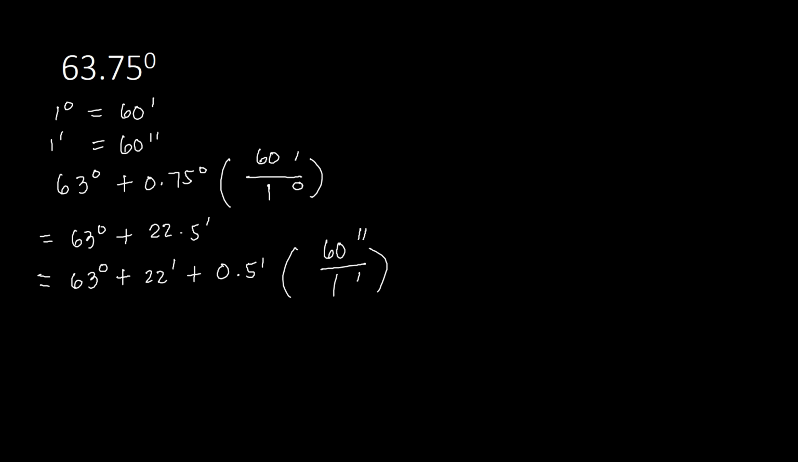So multiplying that again, we have now the result as 63 degrees plus 22 minutes plus 0.5 times 60, that will be equal to 30 seconds. So getting rid of the plus symbol in there, we have now the equivalent degree, minute, and seconds of this as 63 degrees, 22 minutes, and 30 seconds.